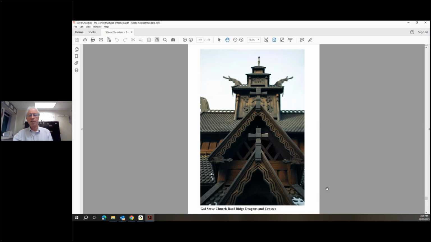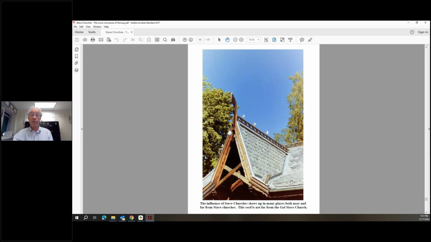So it's a very interesting interplay. And one thing I found when I was there too was that these structures have influenced other buildings throughout the country, and you see them near and far. So this building was a roof of a building not far from the Gol Stave Church in Oslo, and it's got that decorative ridge beam. It's got that stylized dragon head. It's different, but that's where it's taken from.